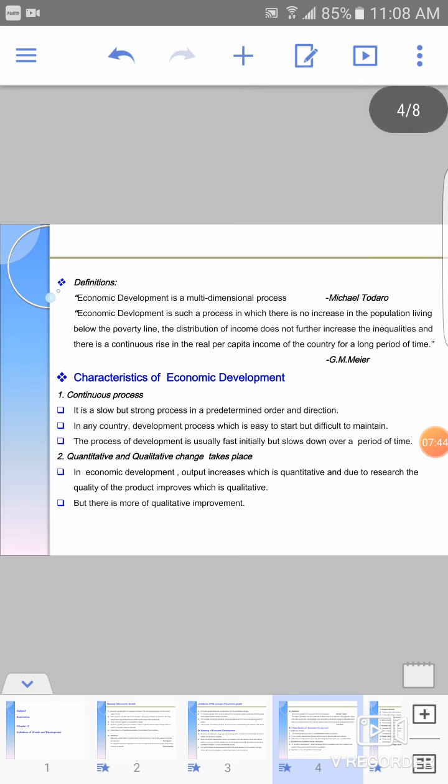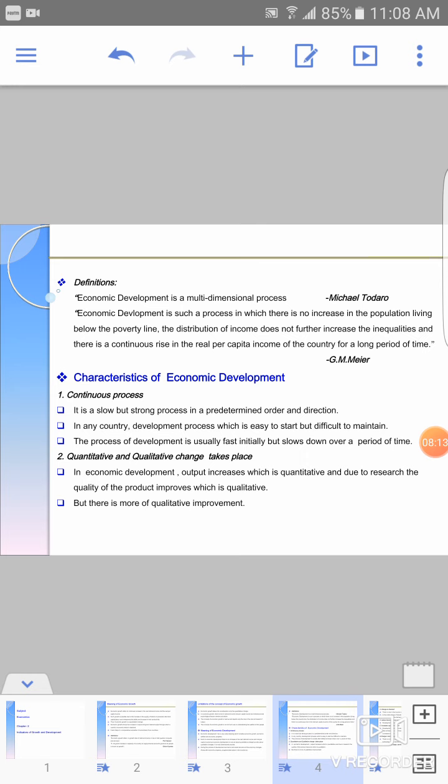So now we will go ahead with the definition. Economic development is a multi-dimensional process. Economic development is such a process in which there is no increase in the population living below the poverty line, the distribution of income does not further increase the inequalities, and there is a continuous rise in the national real per capita income of a country for a long period of time.